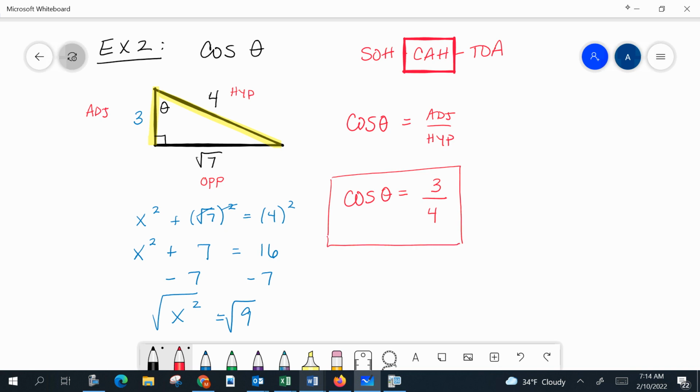Okay, so hopefully this helps give you a quick little refresher on how to set up sine, cosine, and tangent ratios.